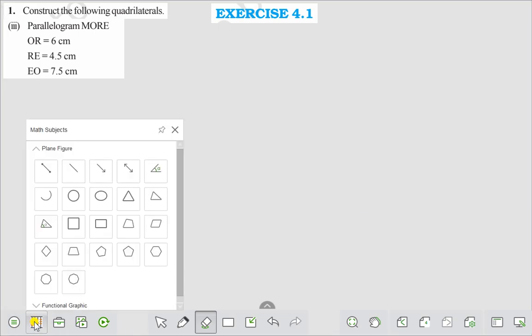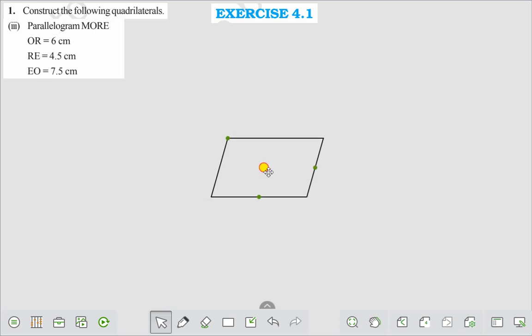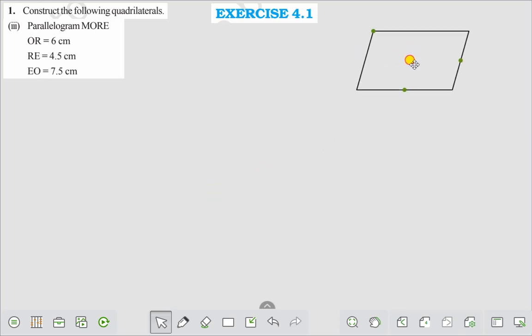Let us take a parallelogram. Here we have taken a parallelogram, and if we give the name of this parallelogram, the name is MORE, that is M, O, R and E.